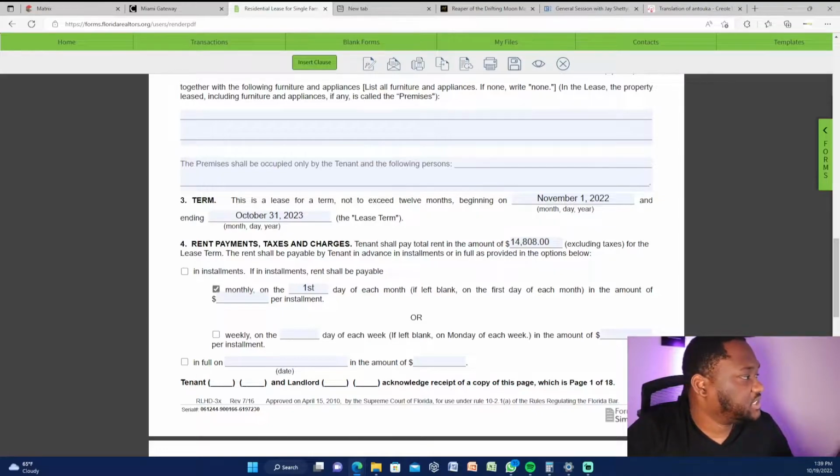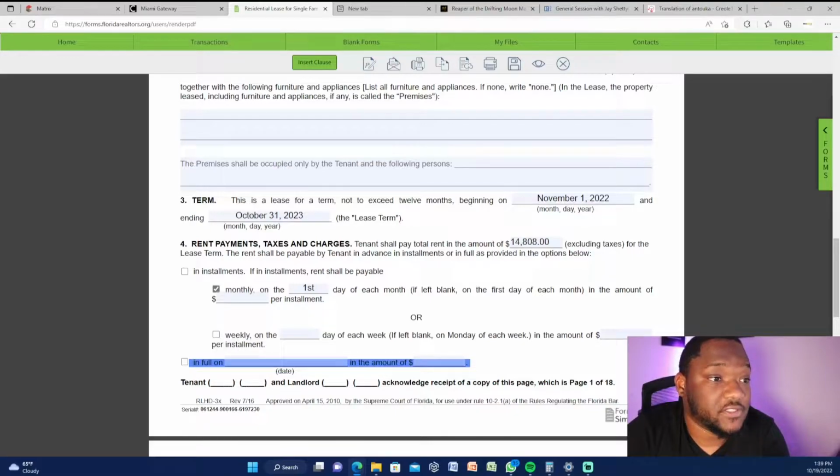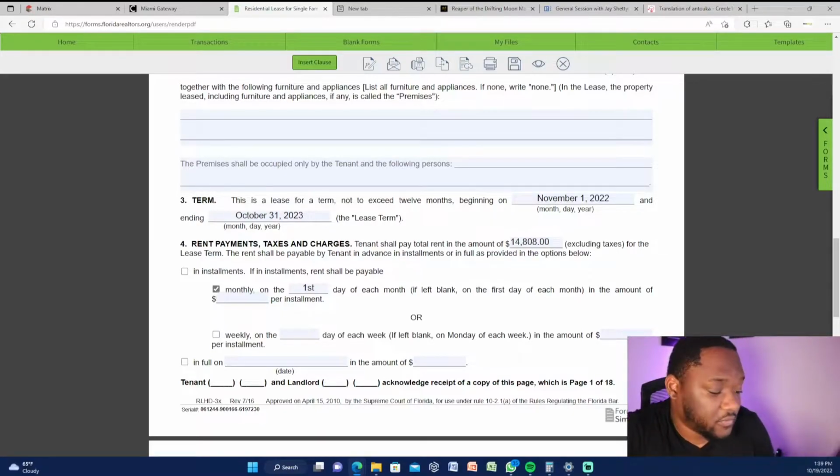The next section is rent payments and taxes and charges. The first line is how much total for the year would at least cost to your tenant. And the second part is when they'll be paying, either monthly or weekly or in full. If so, when. In this case, they'll be paying monthly on the first day of each month in the amount of $1,234.